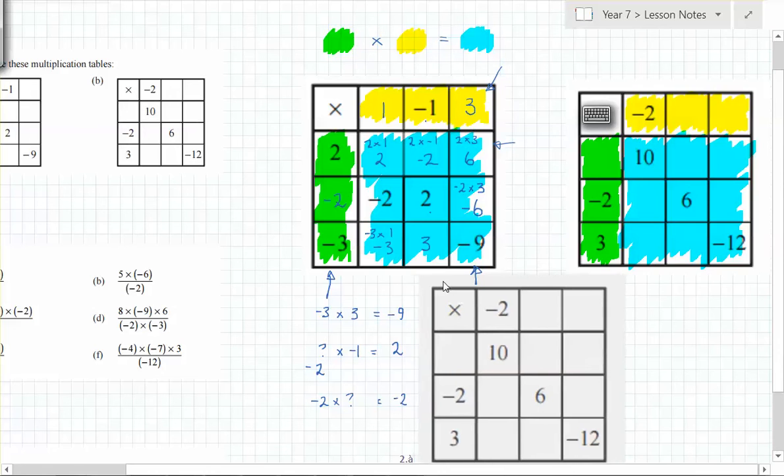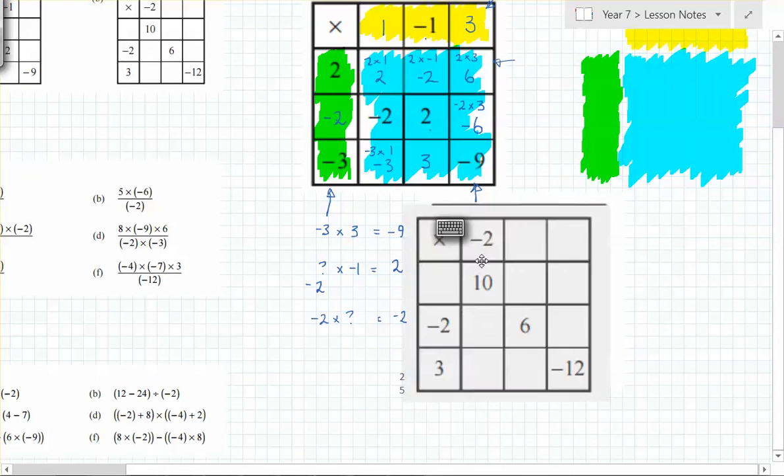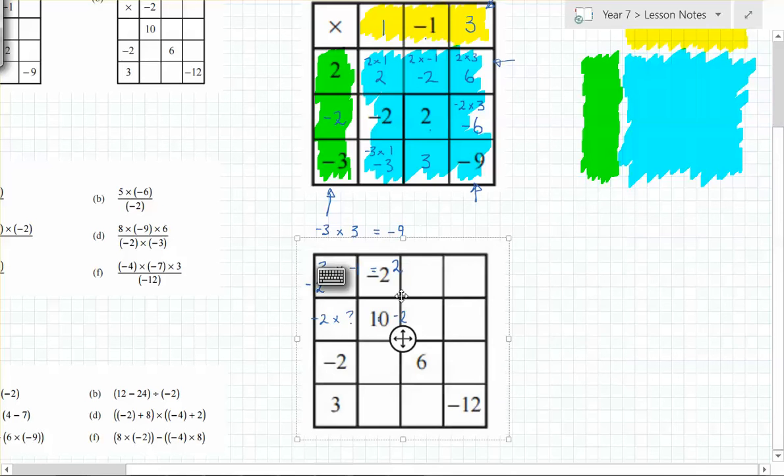Oh yeah, no, not that. Oh, the colours have not stayed. That's good. Right, I'll move it over here. Okay.